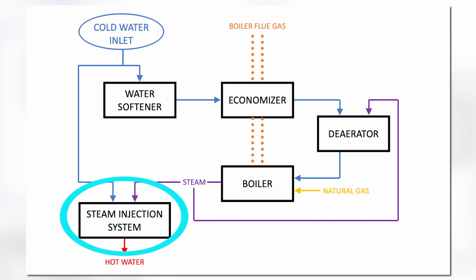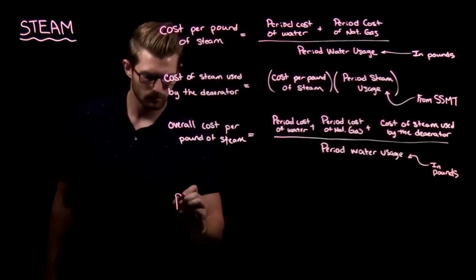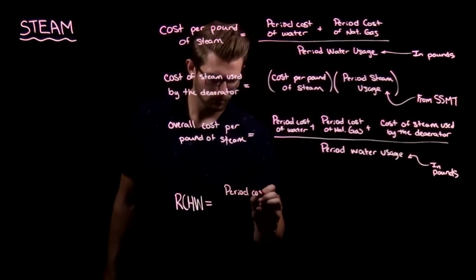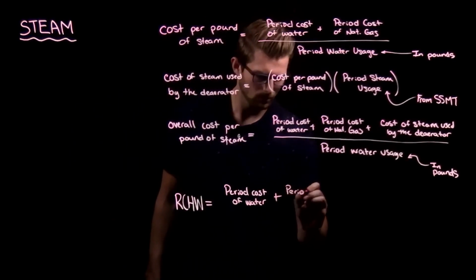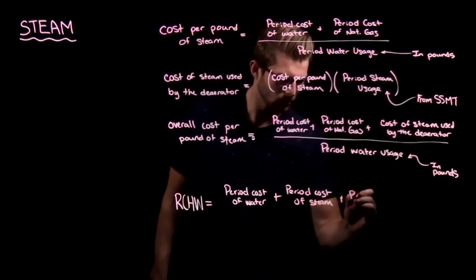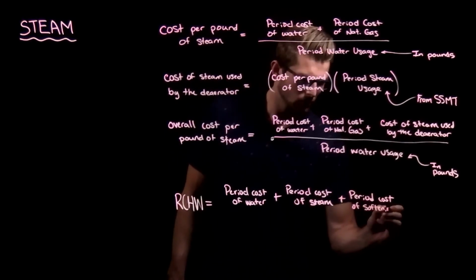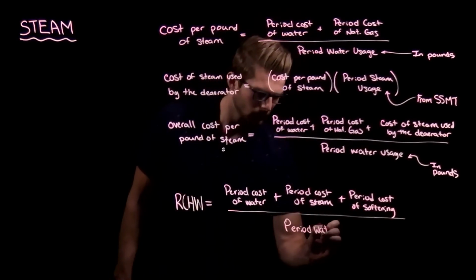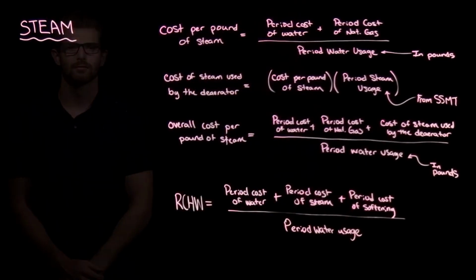For this analysis, you will need to know the water and steam usage of the injection system. These parameters can often be found in the equipment specification sheets, but you may need to contact the manufacturer if they are not. To finally calculate the relative cost of hot water for the system we have analyzed, add the cost of water used by the steam injector plus the cost of steam used by the injector plus the cost of softening and divide by the water usage for that period.